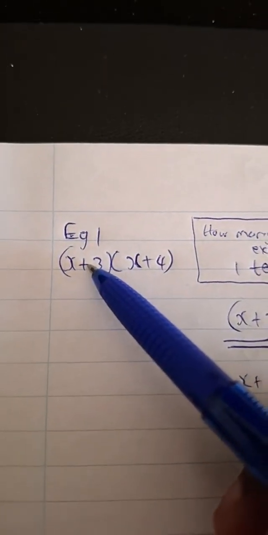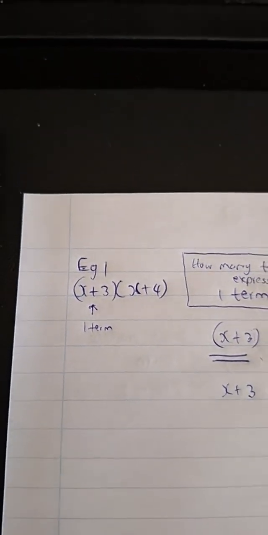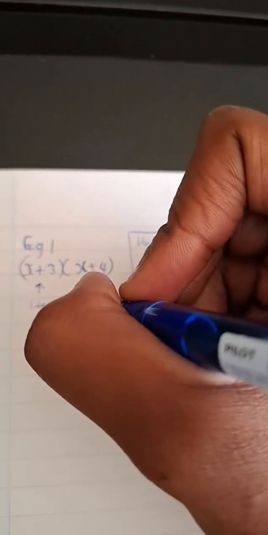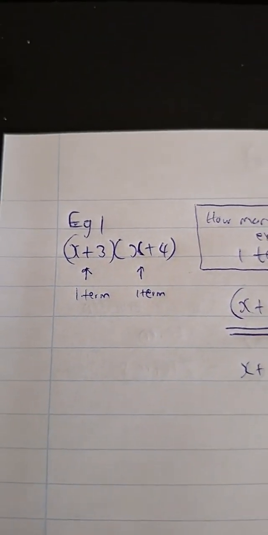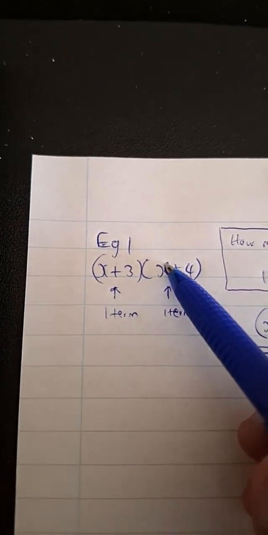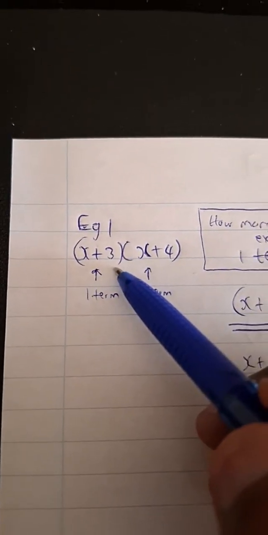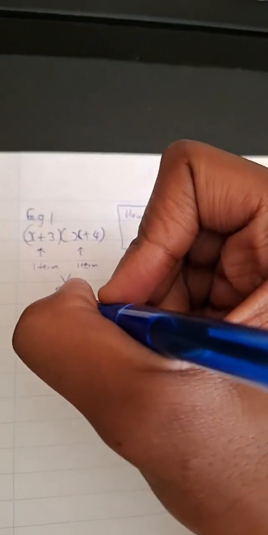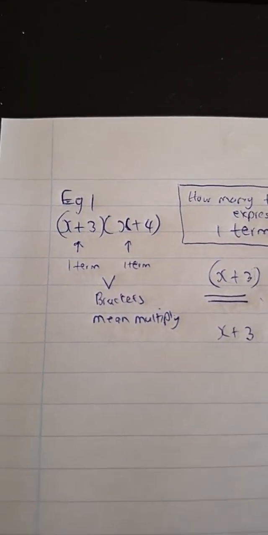You know that x plus 3 in brackets means that this alone is one term. Are we together? Then let's leave this bracket and go to this one. Let's pretend this one is not here. Let's look at this alone: x plus 4. Now you also know that this alone is one term. But these two brackets are combined together. In maths, we know brackets have a meaning. Brackets mean multiply. Brackets mean multiply. Are we together?